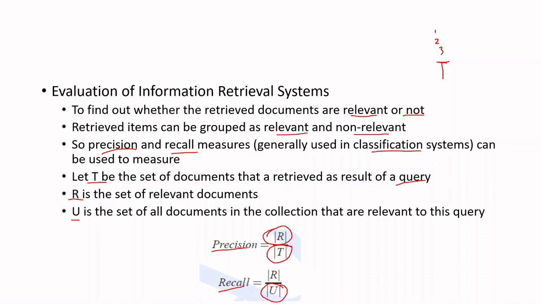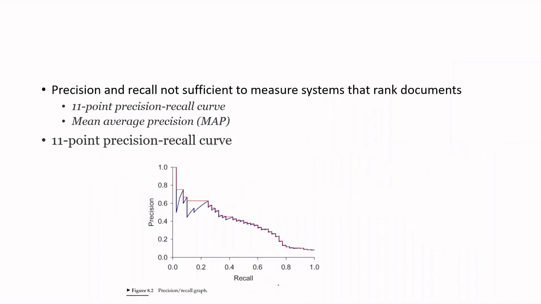So we will look at two more such measures which also incorporate the ranking into the evaluation of the information retrieval system. So two things are considered. One is 11-point precision recall curve and the other is mean average precision.